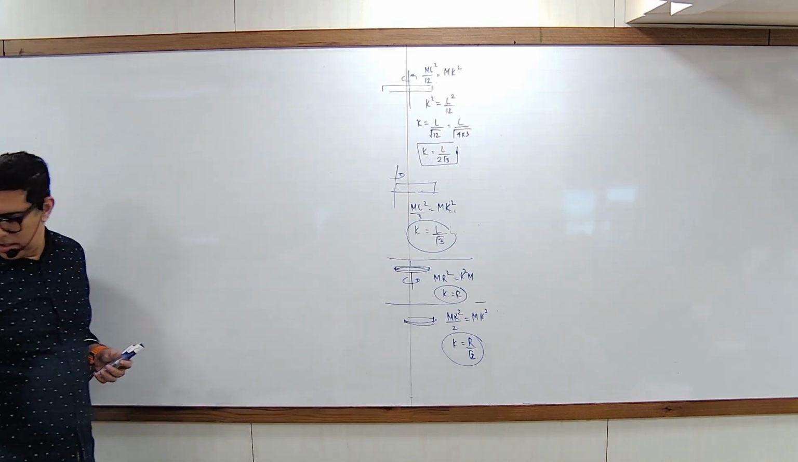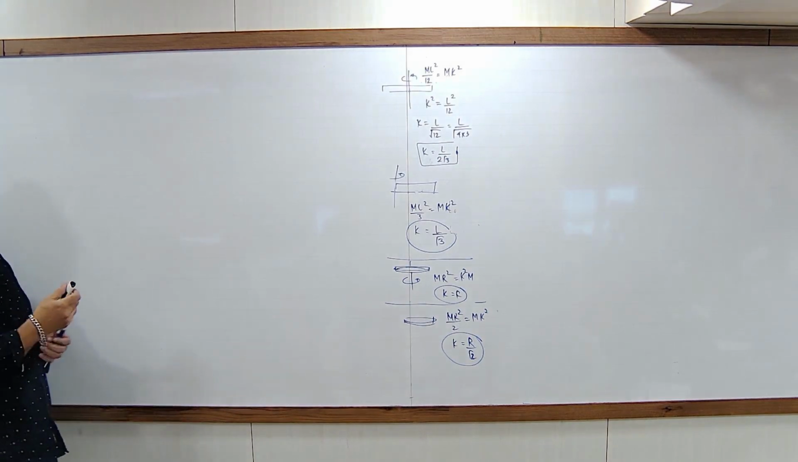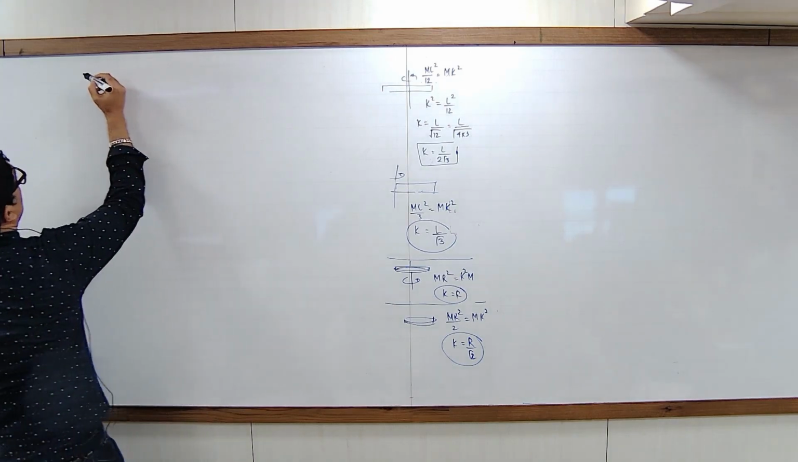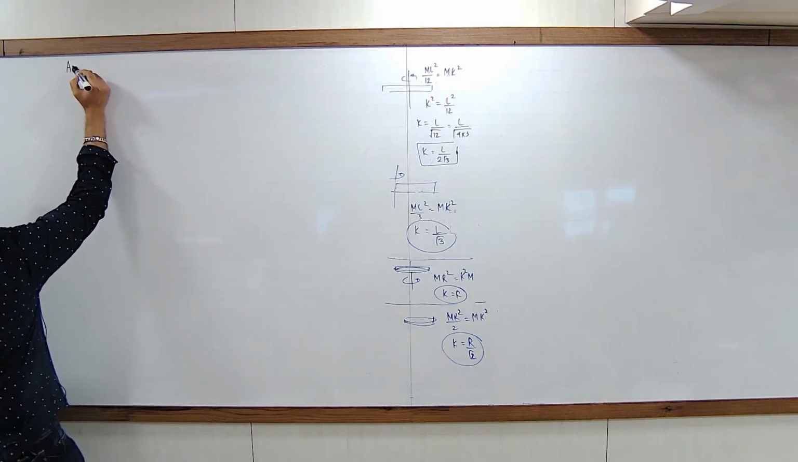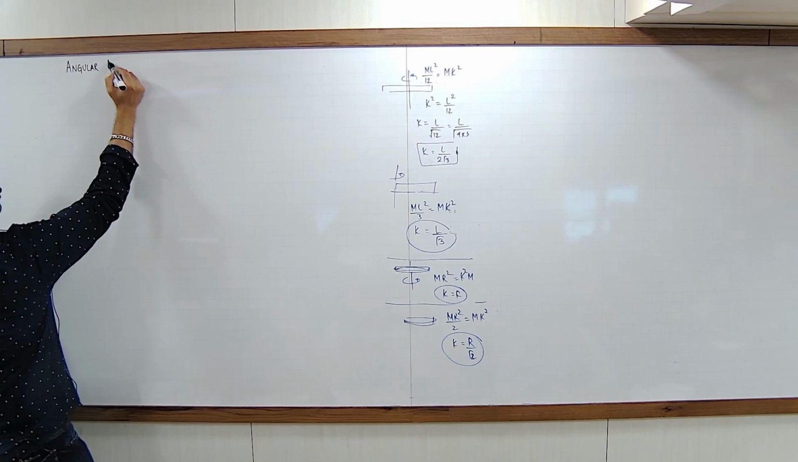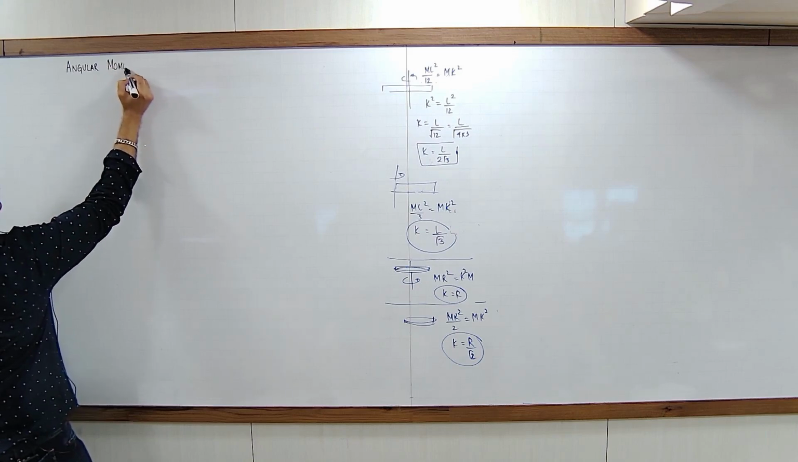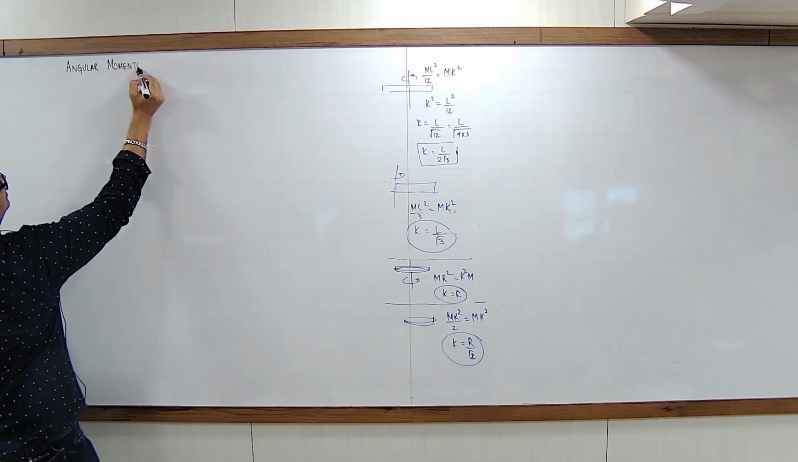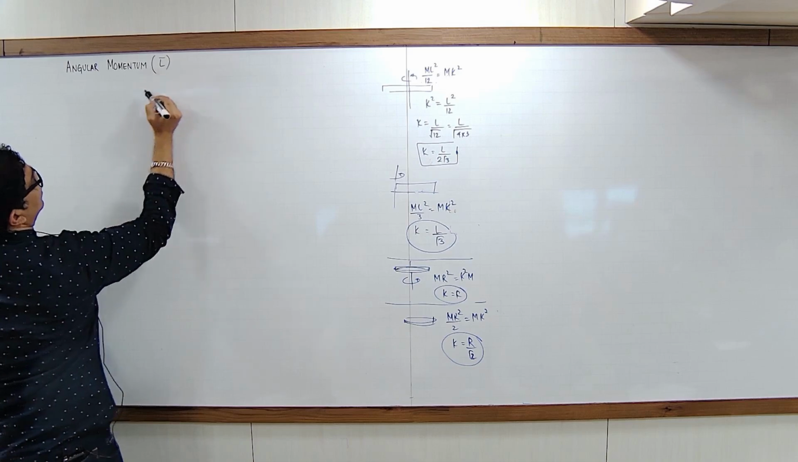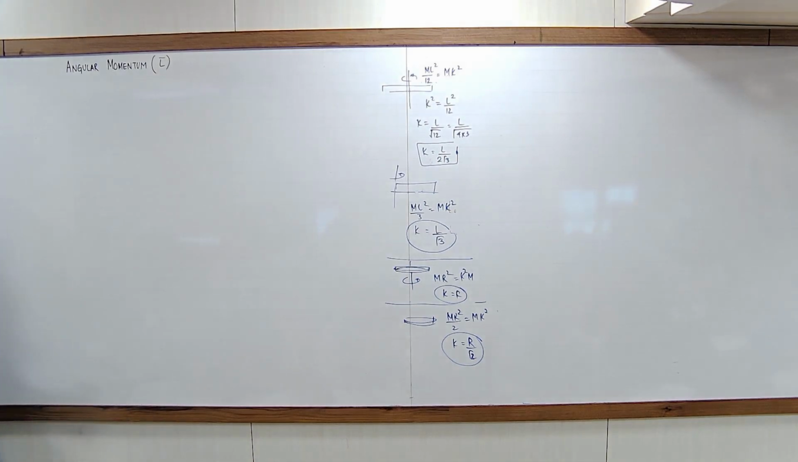Now, the next thing we'll do is called angular momentum. When I say angular momentum, you have to think about the analogous term in linear motion: linear momentum. Is there anybody who can remember the formula for linear momentum?